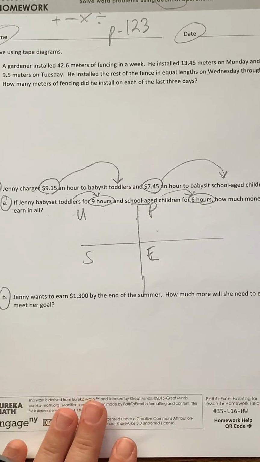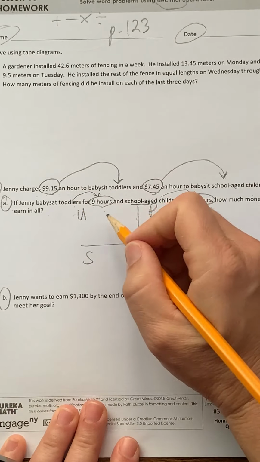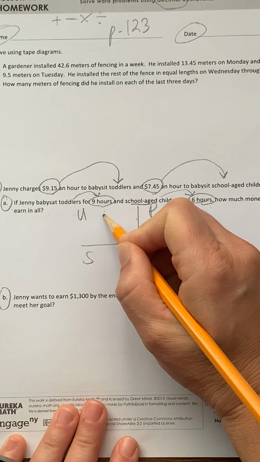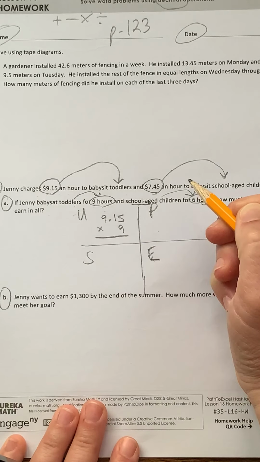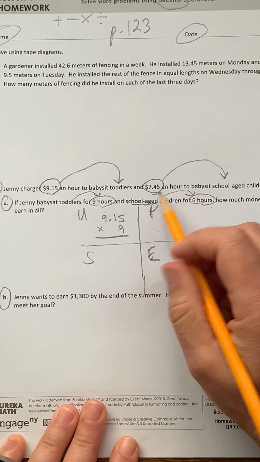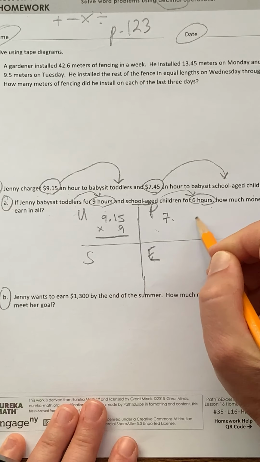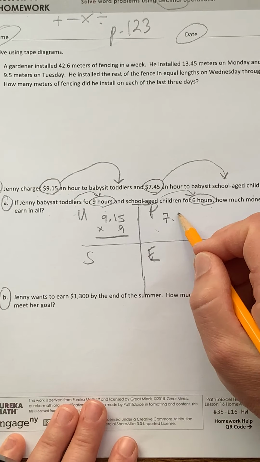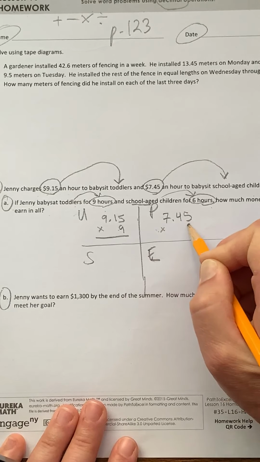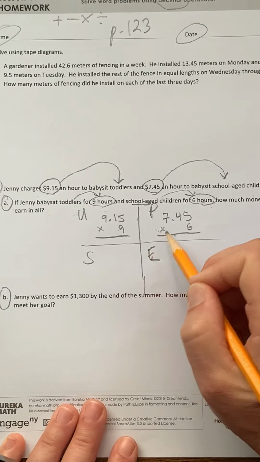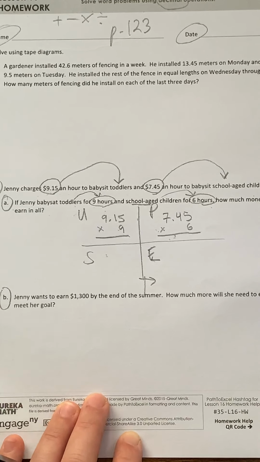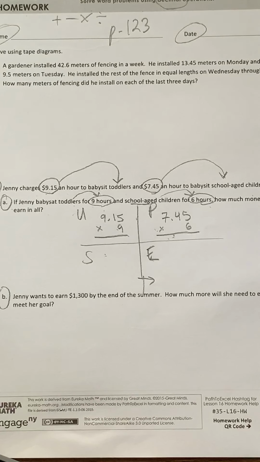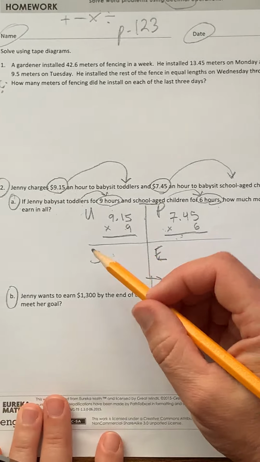Okay, let's try this together. So to understand the problem, she babysat for $9.15 for 9 hours. I'm going to put one here and one over here. And she did school-age children for 6 hours, so that would be 7.45 times 6. So I need to solve both of these problems and then add them together and then explain. So if you did not do that, pause it now and finish it. If you did do it, let's solve this. I want some more room, so I'm going to do it over here.